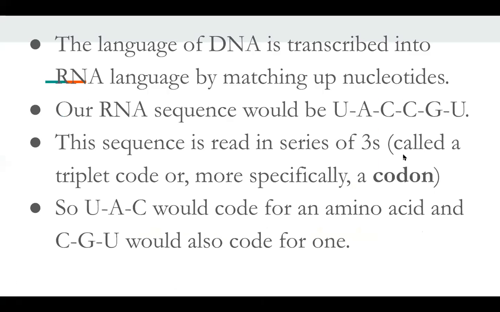Okay, so a couple of things that you need to understand first, some terms you need to know. The first is called a codon. When we talk about codons, we talk about a series of 3 nucleotide bases. It's called a triplet code, but the specific name is a codon. So each codon codes for a specific amino acid. So if we look at the RNA sequence UACCGU, we would look at that as UAC coding for one amino acid and CGU coding for another amino acid.